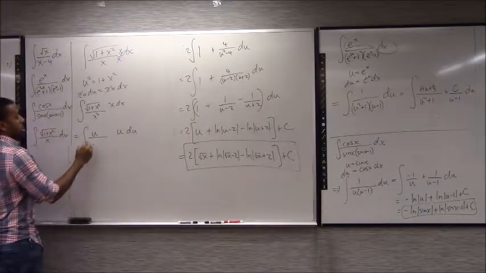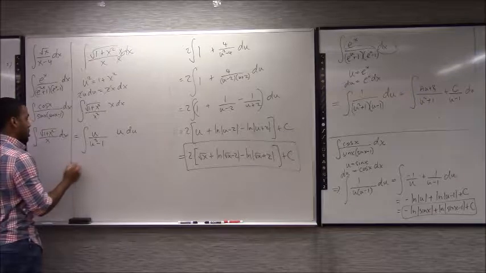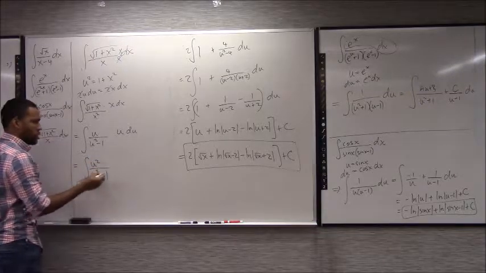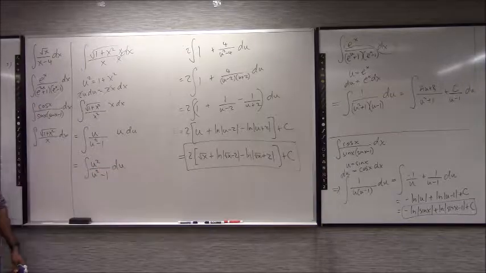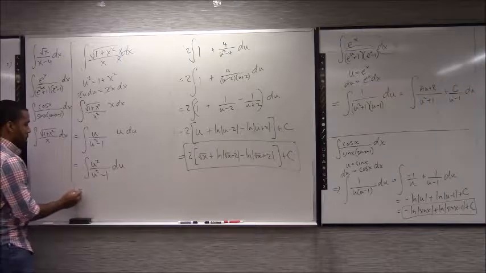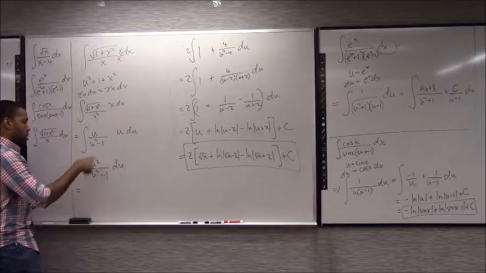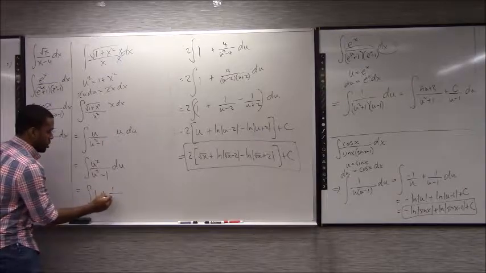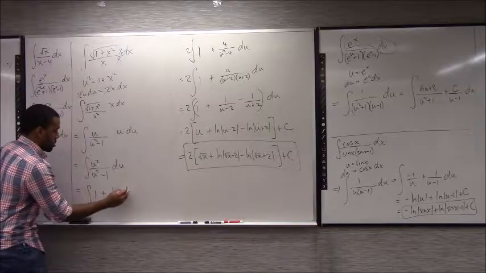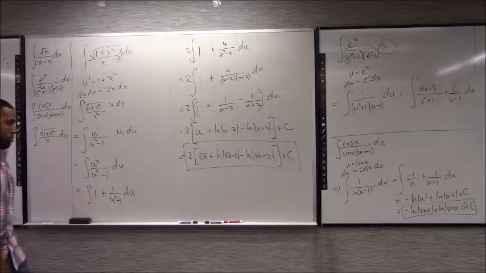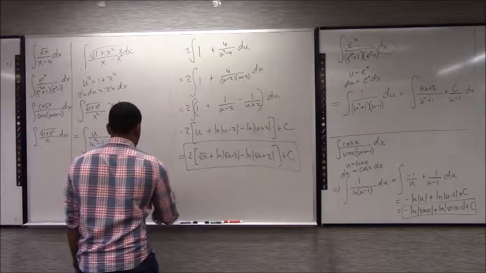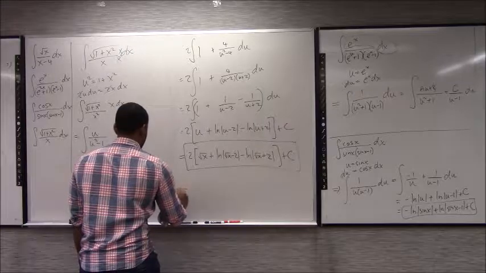X squared is actually going to be u squared minus 1. So this would just become u squared over u squared minus 1, which we did something similar to before. And so that'd be u squared minus 1 plus 1, so I end up with the integral of 1 plus 1 over u squared minus 1. Which is 1 plus 1 over u minus 1 times u plus 1.